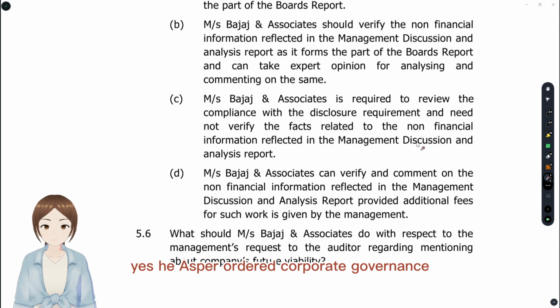Yes, as per corporate governance, he has to check whether they have fulfilled the requirements of the management discussion and analysis. Who should verify? The audit committee should verify the management discussion and analysis report. The auditor verifies the financial statements. So option C is the most appropriate answer. The audit committee should verify, and the auditor should review, the management discussion and analysis report.